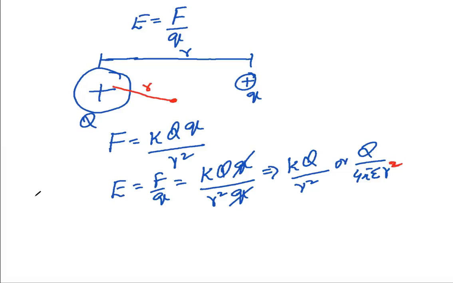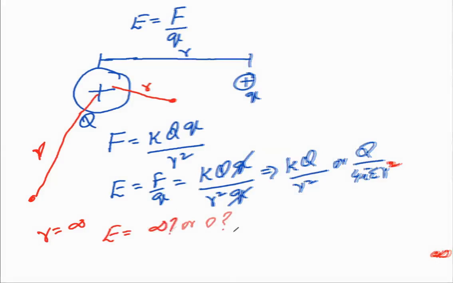If you want to find the electric field at this point, then you just need to measure this R. But if you want to measure the electric field at some infinite point, practically infinite means very, very far away from this charge, then it means my R is equal to infinity. So if you put R equal to infinity in this equation, then your E will be equal to zero.